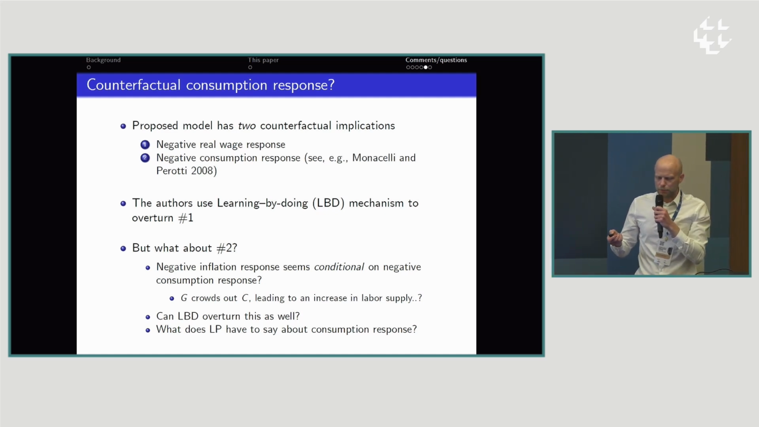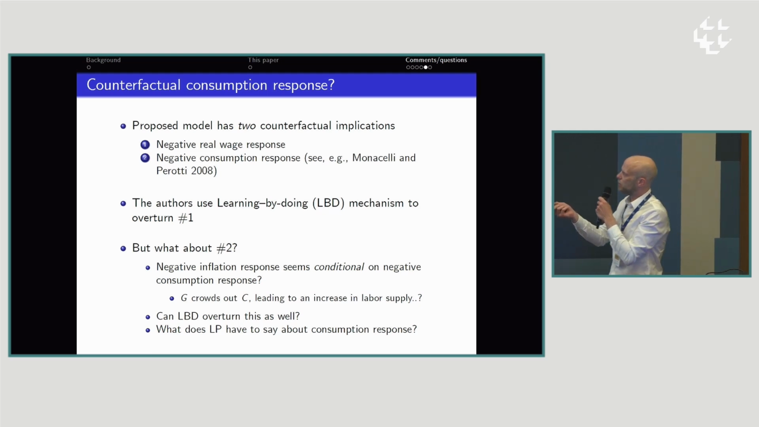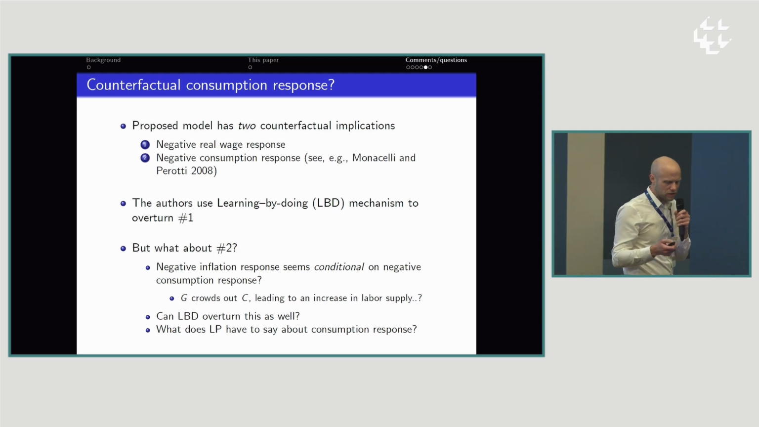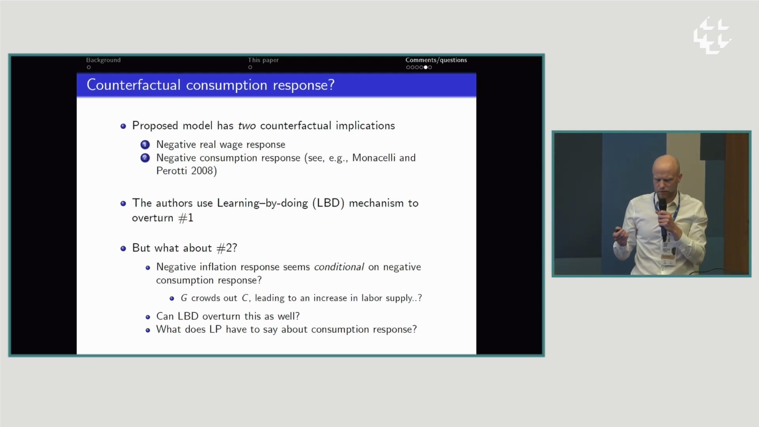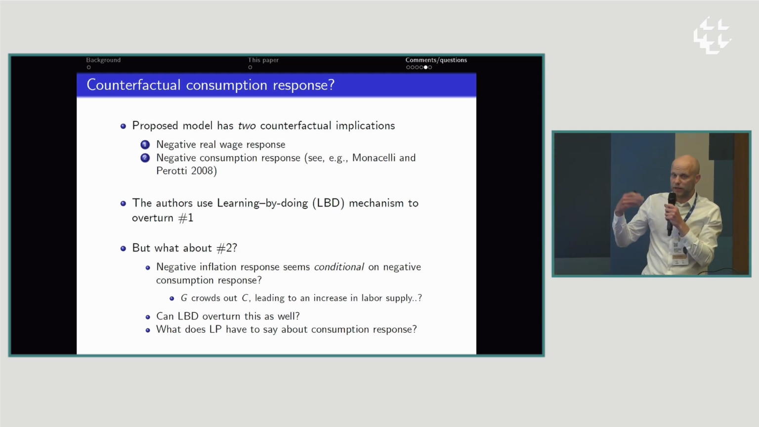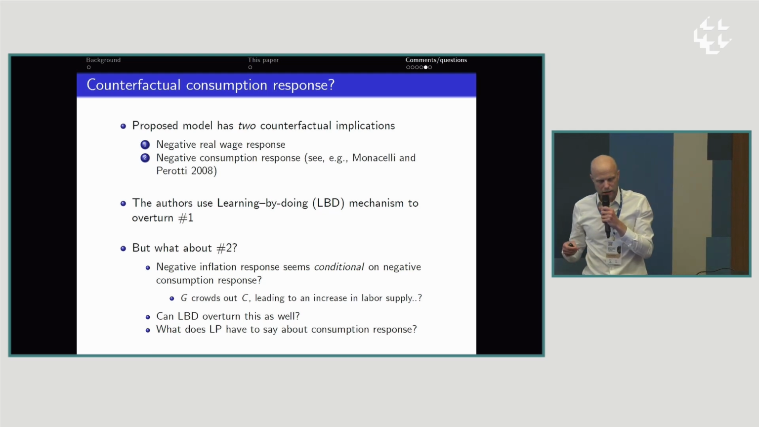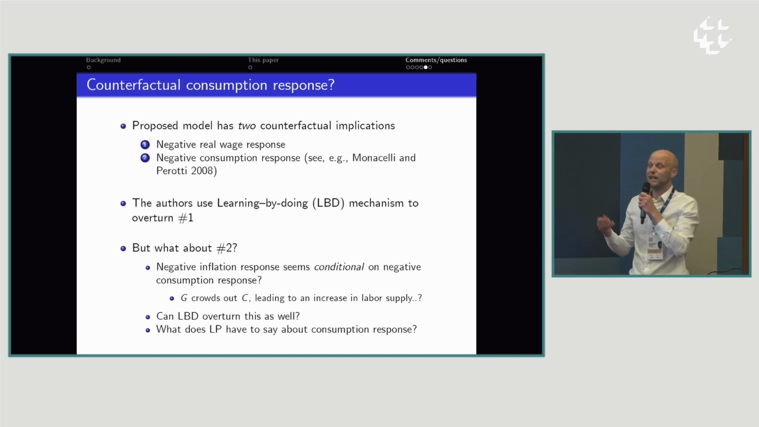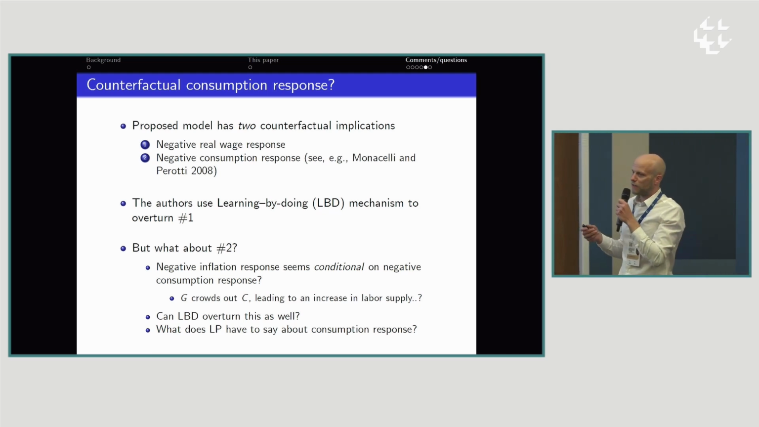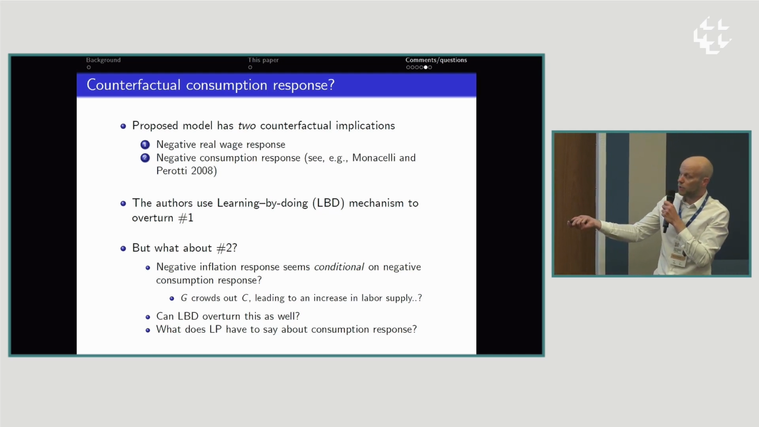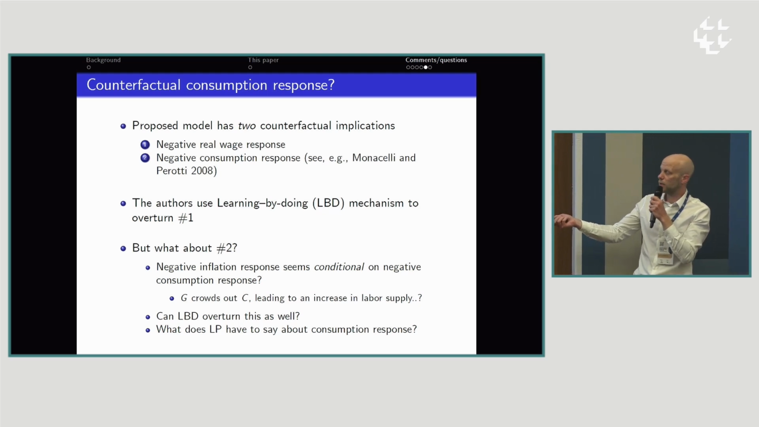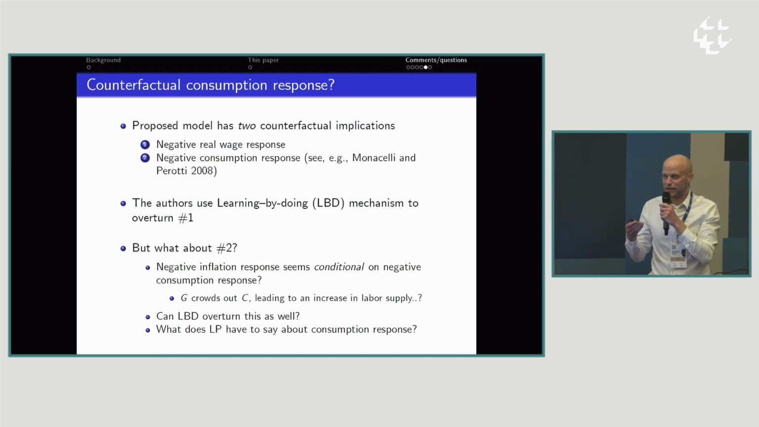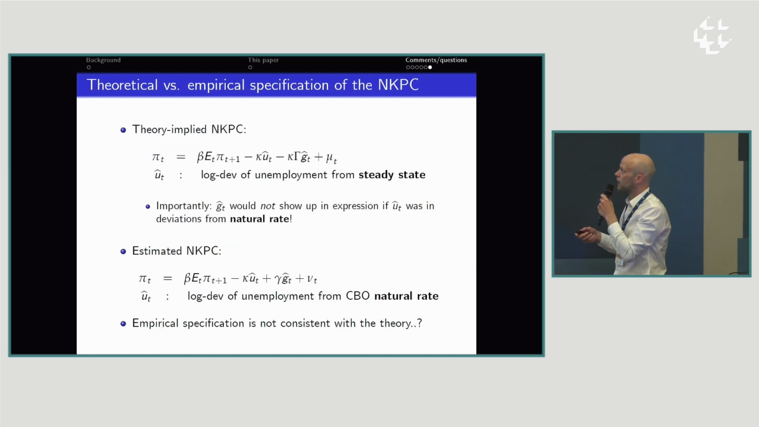And I was just wondering about the negative consumption response in the paper, which is also kind of inconsistent with a lot of empirical evidence. So I was just wondering if that LBD mechanism can also overturn this decline in consumption, or alternatively, maybe the negative consumption response is in fact not counterfactual. Maybe local projections would actually say that consumption would decline in response to the shock, which in that case would be interesting to see.